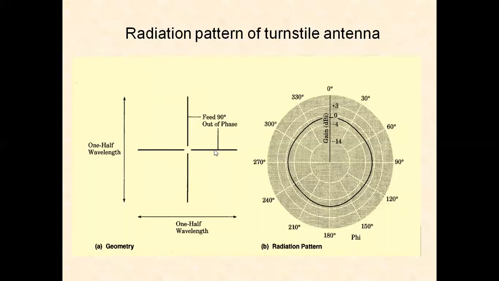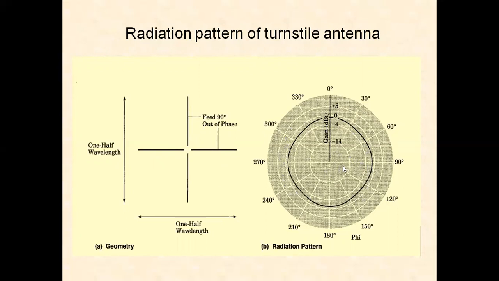This antenna is fed with 0 degrees current, whereas this antenna is fed with 90 degrees out of phase current. Due to that, this half wave dipole produces a figure of 8 pattern like this, whereas this antenna produces a figure of 8 pattern like this, and the vertical antenna produces a figure of 8 pattern like this. Then if we take the resultant of it, we are getting the circular radiation pattern.